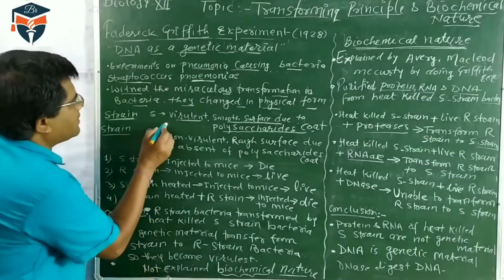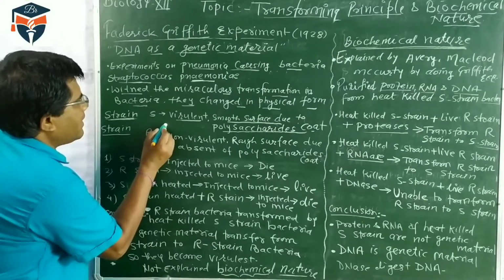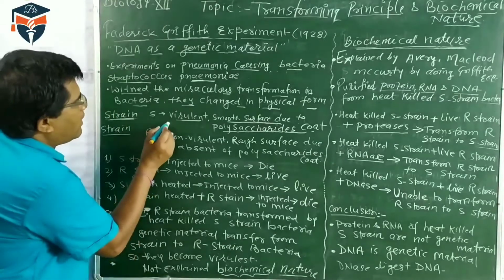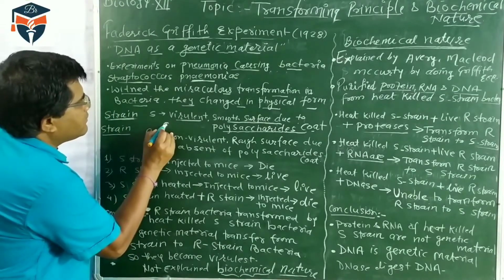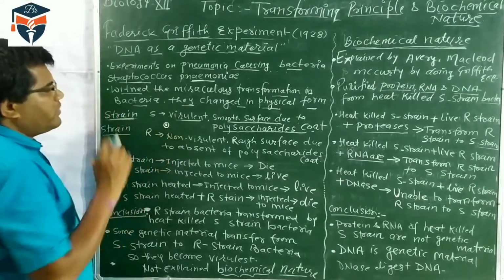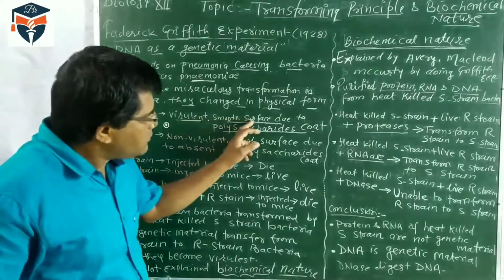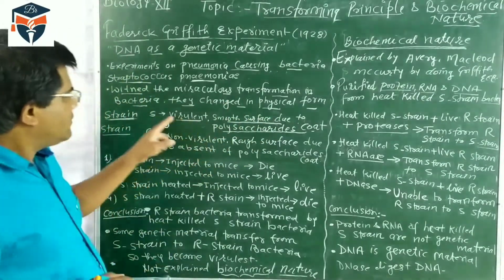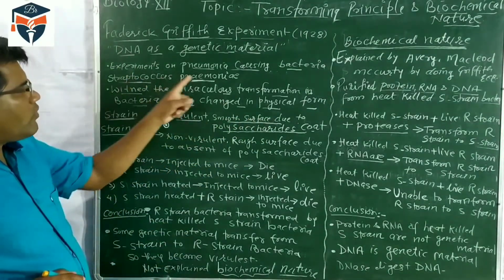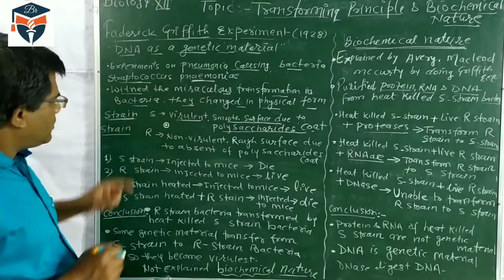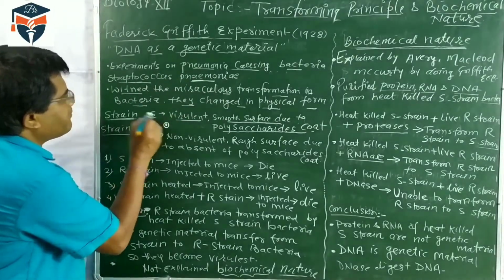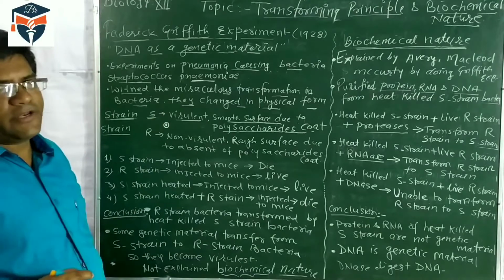If I make the diagram, this is the bacteria, and outside the bacteria, this is the polysaccharide covering. So this type of smooth surface is there, and this strain of the Streptococcus pneumoniae bacteria is called strain S. So it was the first variety.